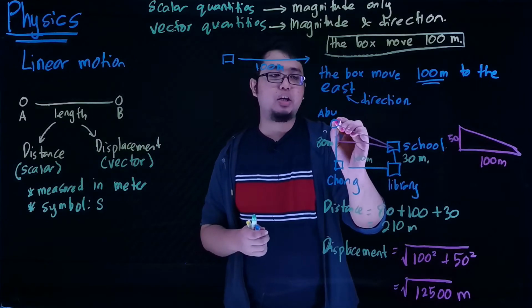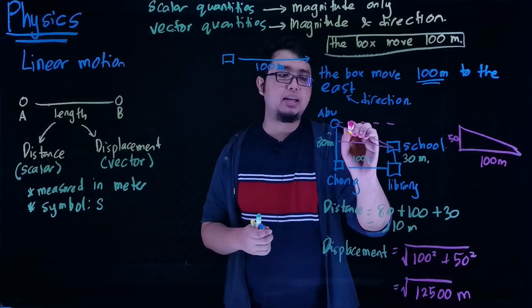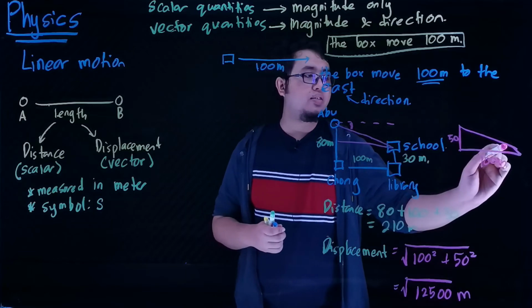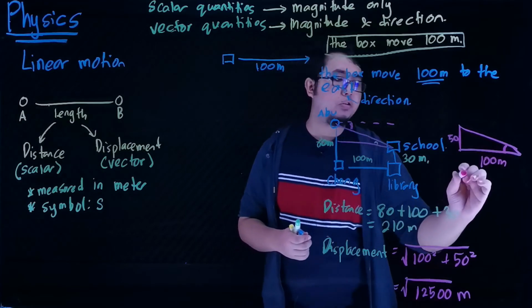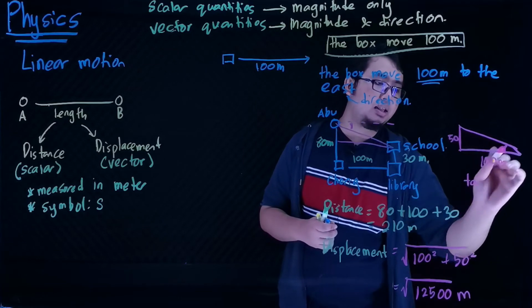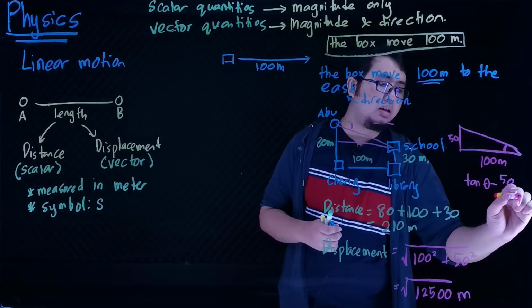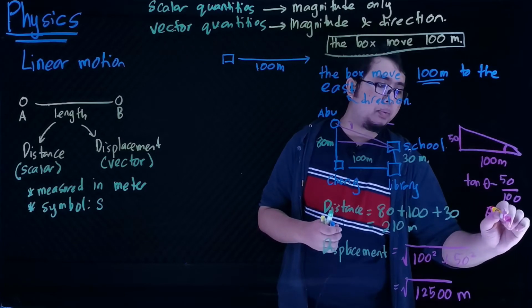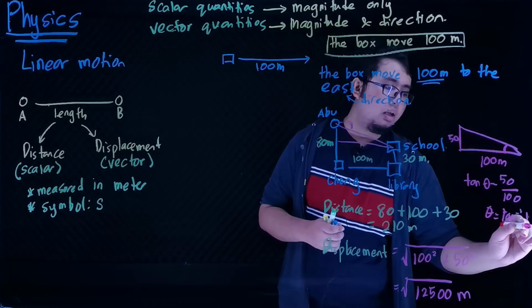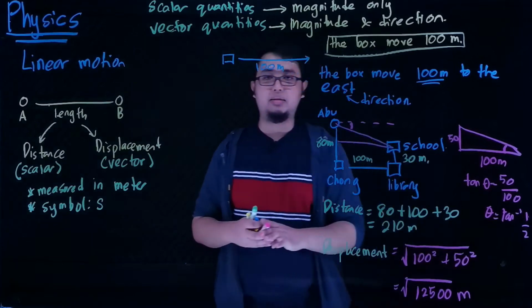So here, for the direction, usually we try to find the angle here, which is equivalent to this angle right here, and we can use tangent for this. So tangent theta equals opposite over adjacent. So you can find your theta by pressing your calculator, and you're going to get your answer.